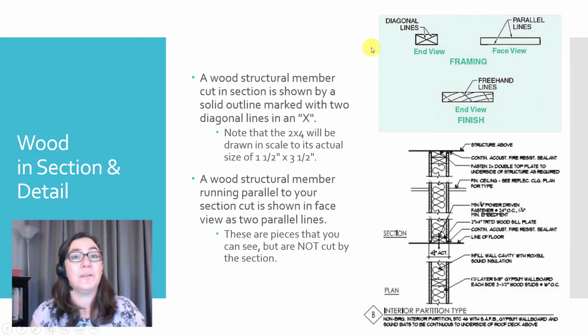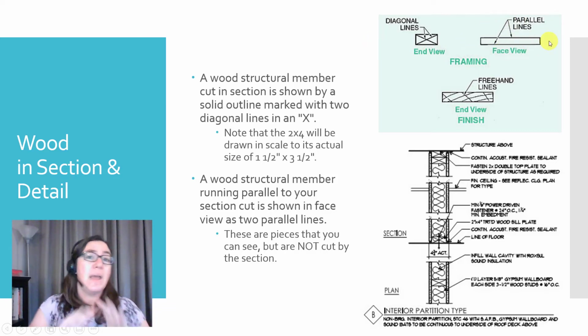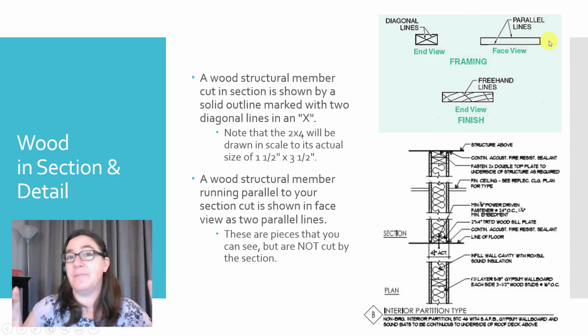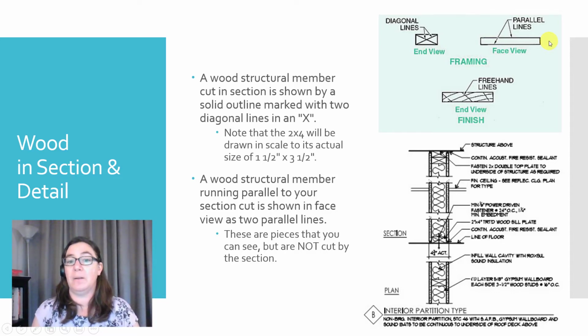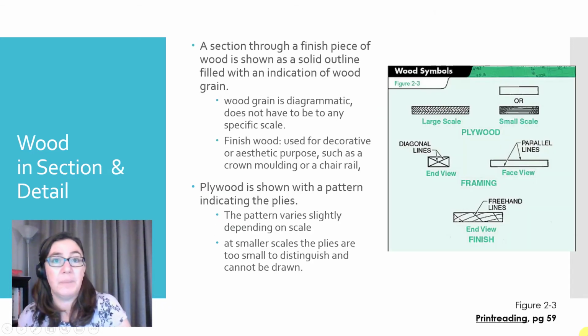Now, sometimes you can see a wood member in your section or detail, but you're not cutting through it. It's actually running parallel to your section cut. And in that case, we're seeing it in face view, and here's the example here, and we're just looking at the side of that member, so you see it in 2 parallel lines. So those were structural pieces of wood.